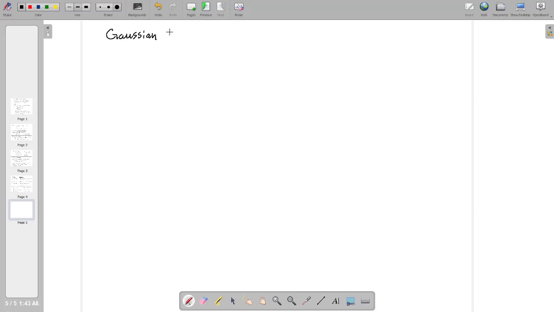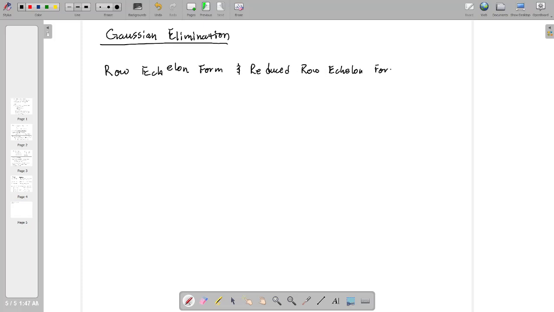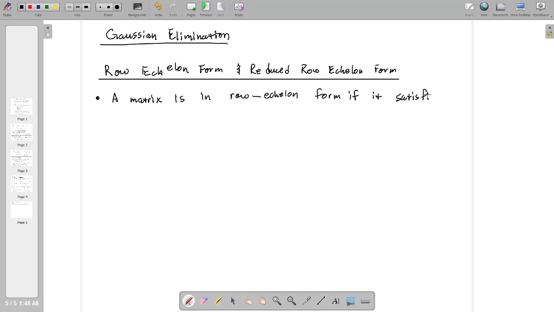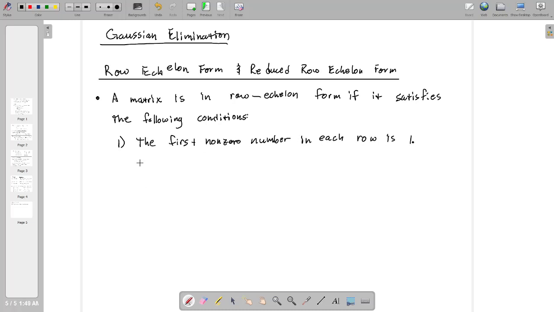The next topic is Gaussian elimination. The first thing that we need to do is talk about row echelon form and reduced row echelon form. A matrix is in row echelon form if it satisfies the following conditions. The first non-zero number in each row is 1. This is called the leading entry.